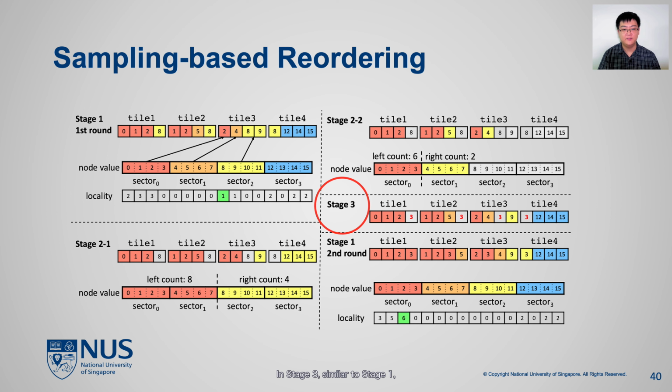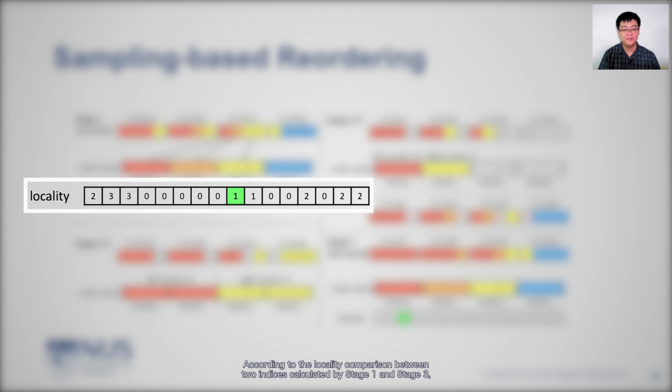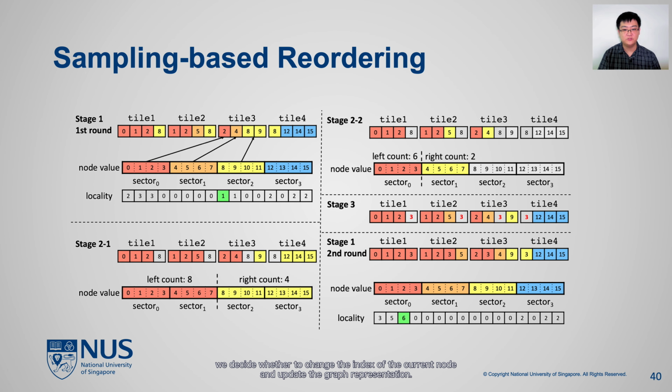In stage 3, similar to stage 1, we measure the actual locality of the new index obtained in stage 2. In this example, if node 8's index is changed to 3, the locality of node 8 will increase from 1 to 6. According to the locality comparison between the 2 indexes calculated in stage 1 and stage 3, we decide whether to change the index of the current node and update the graph representation.